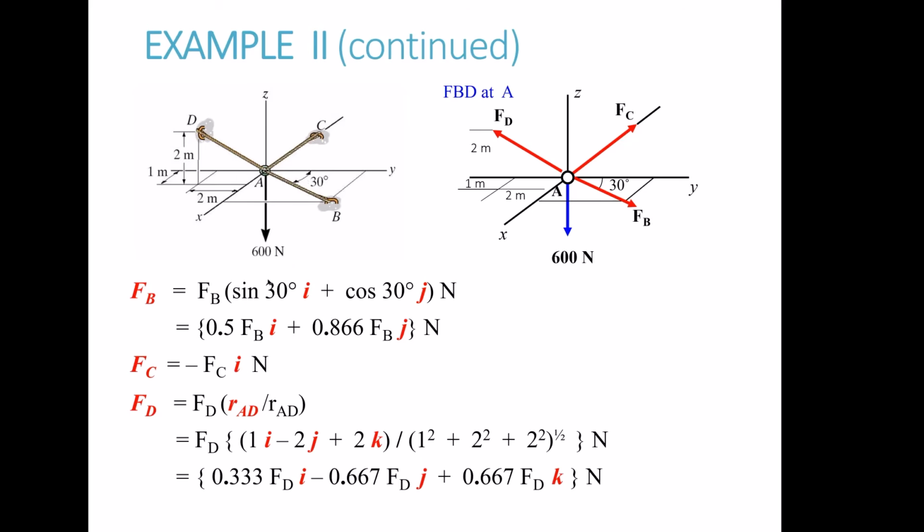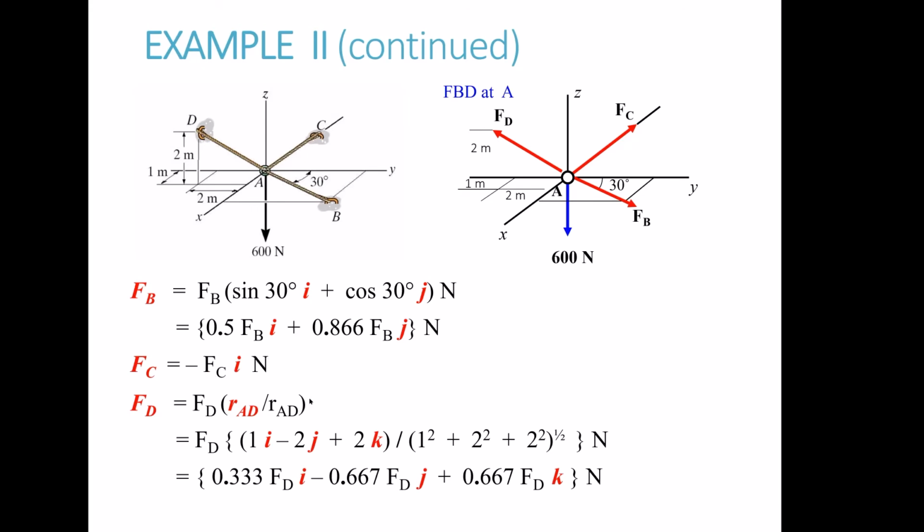Rewrite it, perform the calculation for these two parts, for the sine and the cosine, and then now you have your FB equation. The next one is FC. FC is right along the negative i axis, so then it just becomes minus FC times i.